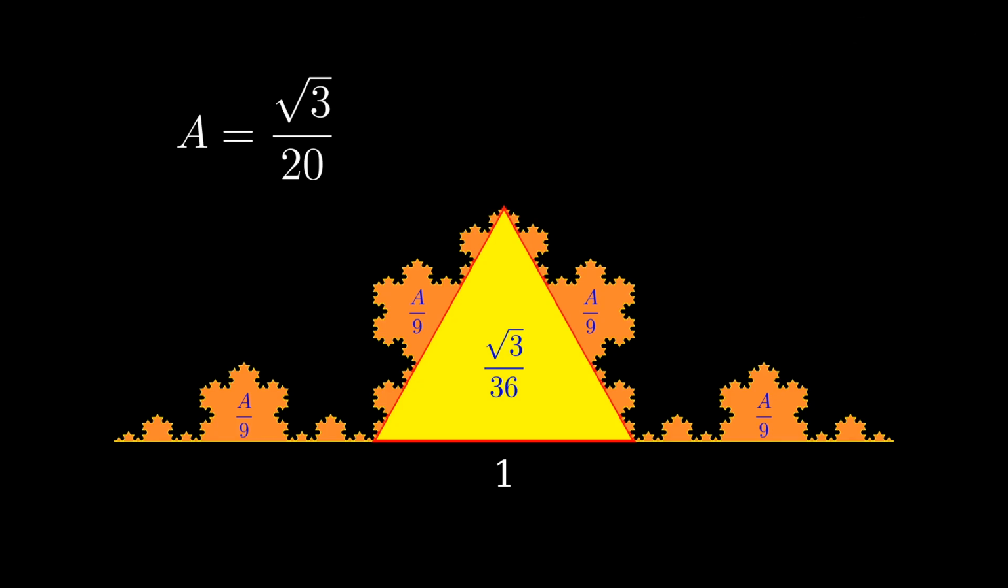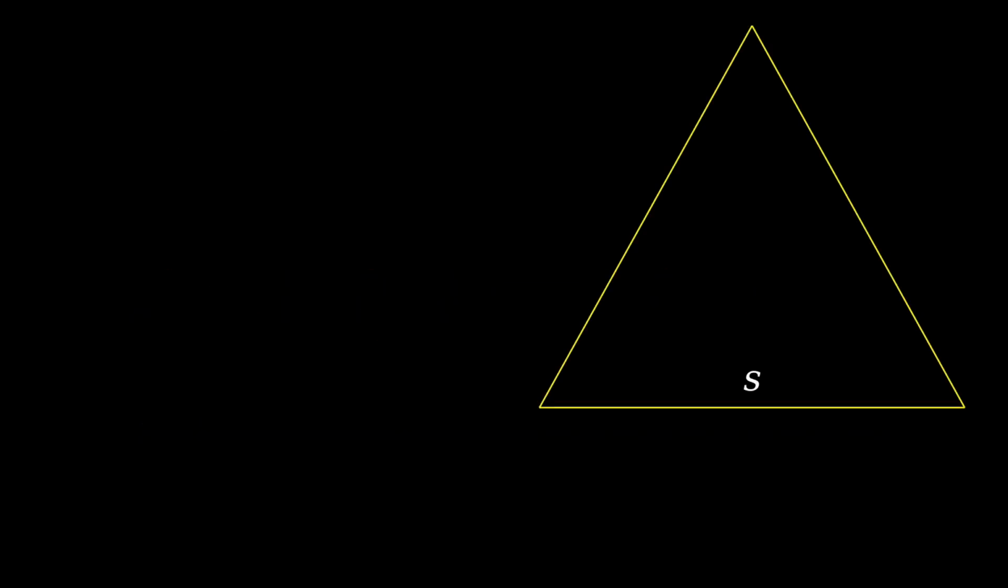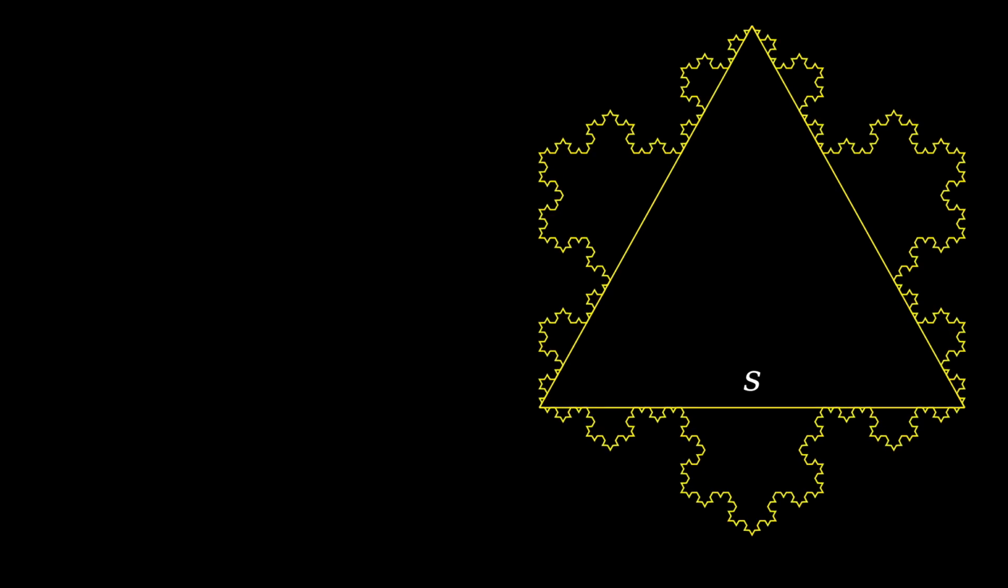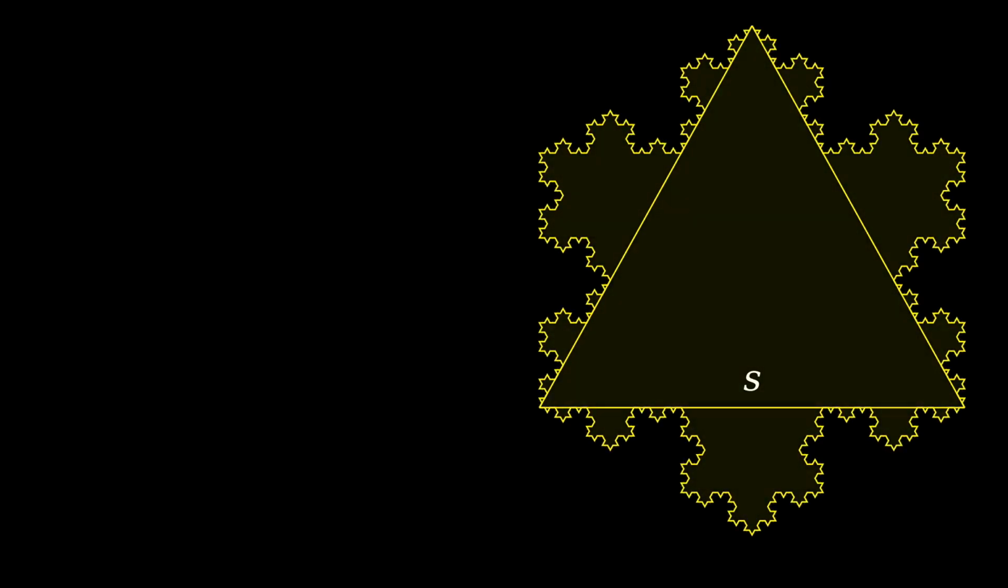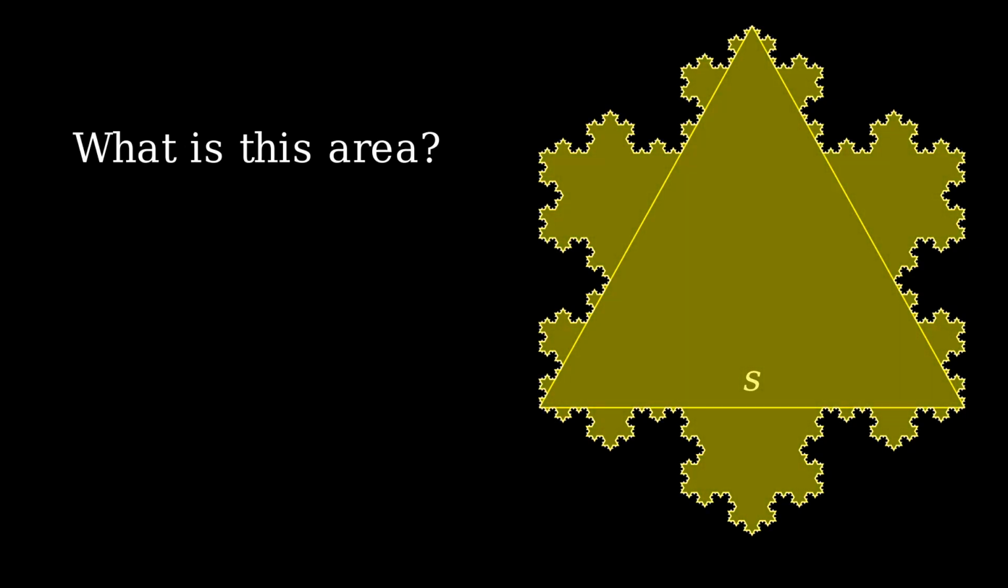More generally, if the initial segment is scaled by a factor of s, then the bounded area is scaled by a factor of s squared. We can now use this result to find the areas of the Koch snowflake and the Koch anti-snowflake. The Koch snowflake is constructed from an equilateral triangle of side length s by adding 3 Koch curves to the outside of the triangle. We want to find the area of the region contained inside the snowflake.